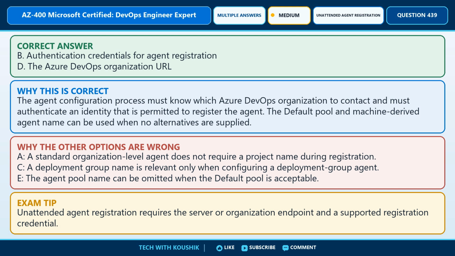Why are the other options not correct? A. A standard organization-level agent does not require a project name during registration. C. A deployment group name is relevant only when configuring a deployment group agent. E. The agent pool name can be omitted when the default pool is acceptable. Exam tip. Unattended agent registration requires the server or organization endpoint and a supported registration credential.